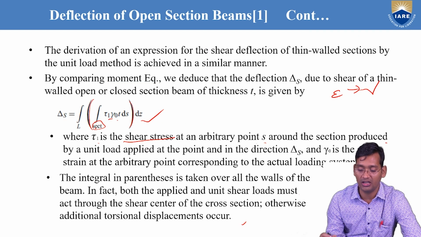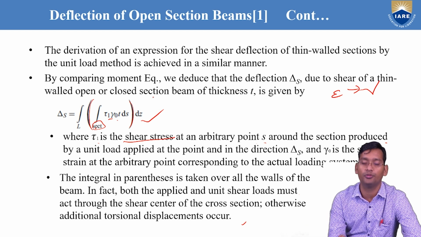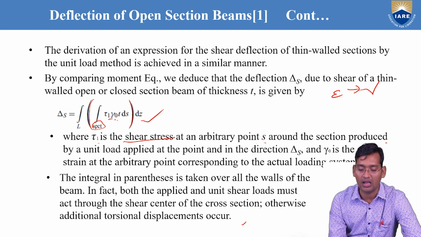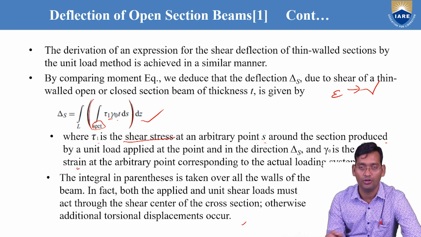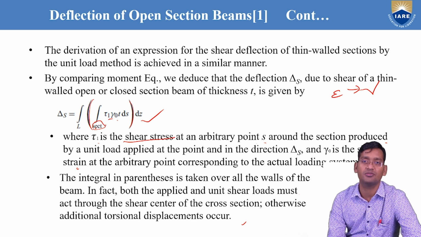Okay, in a similar way, we can find it for the closed section also, right? So the delta is equal to the integral from 0 to L. Now tau 1 gamma naught t ds. Here tau 1 is the shear stress, and gamma naught is the shear strain, right? In the same way, first find the tau 1 and gamma naught and substitute here.